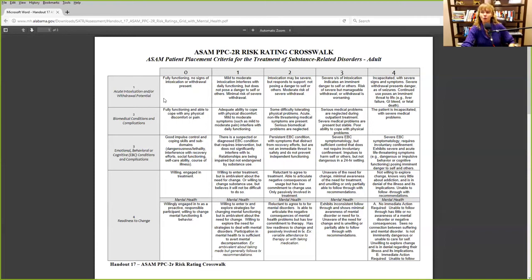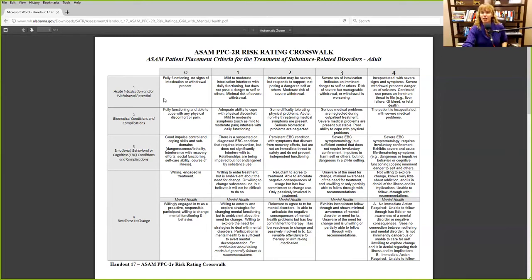And then level 4, the person is incapacitated, severe signs and symptoms, and being not in a hospital setting poses an imminent threat to life. So at this point, they're needing to be in the hospital.